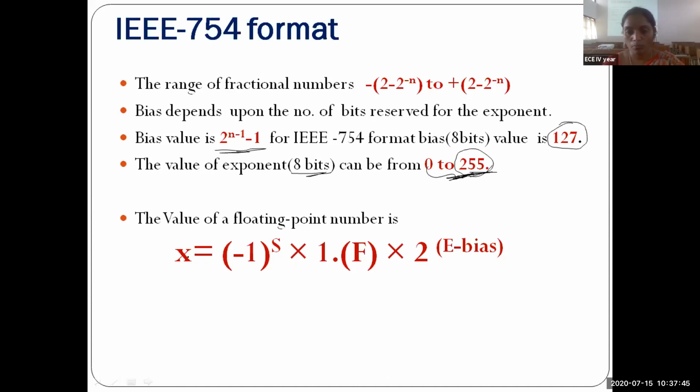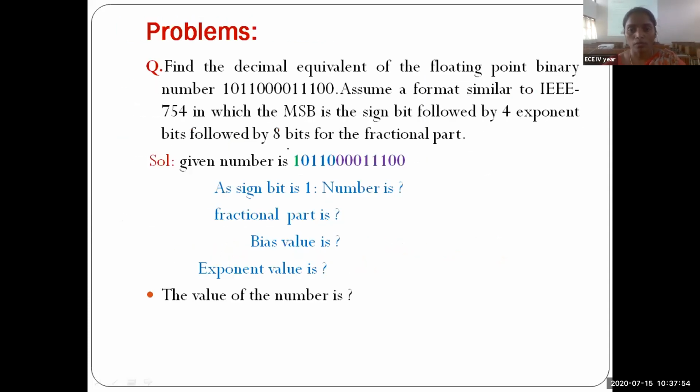Now we have one problem. If you do the problem, you will clearly know this topic. Now see the question. Just read the problem, all of you. Find the decimal equivalent of the floating point binary number. Observe how many bits are there first, and assume a format similar to IEEE 754 format, in which the MSB indicates a sign bit, followed by 4 exponent bits, and followed by 8 bits for the fractional part. First, all of you count how many bits are there? 13 bits, right?